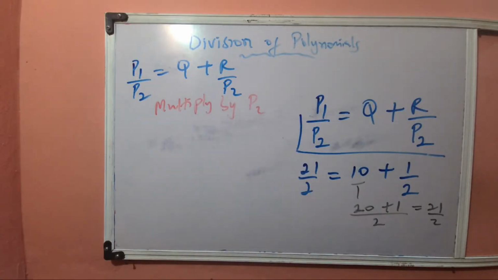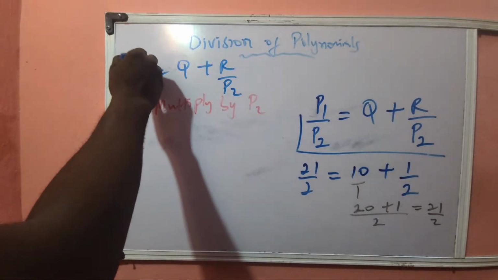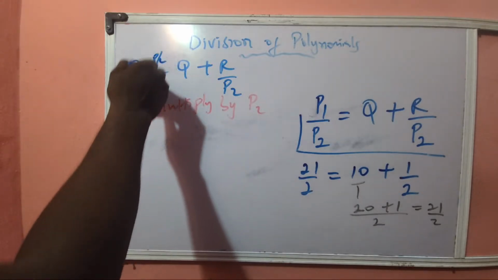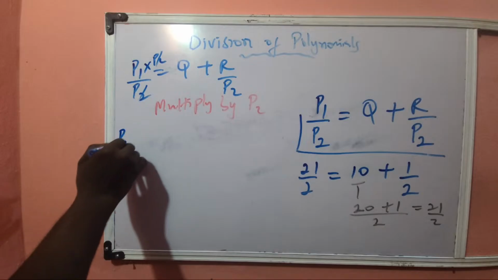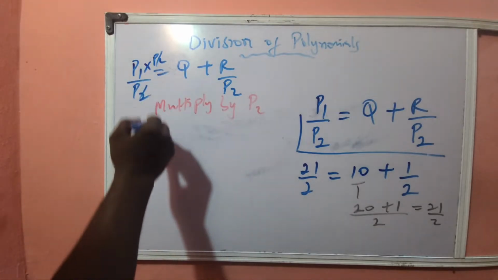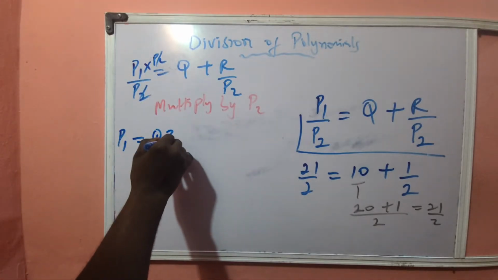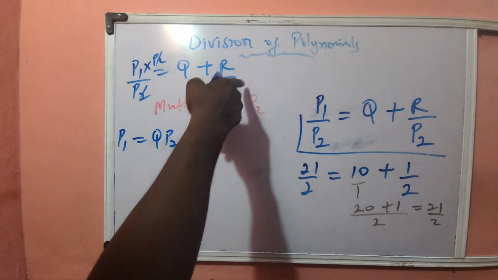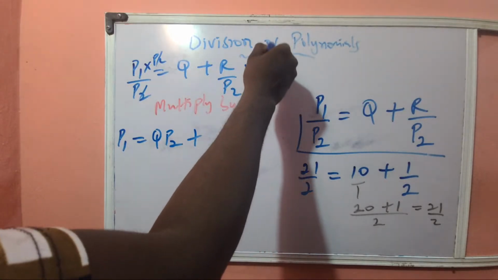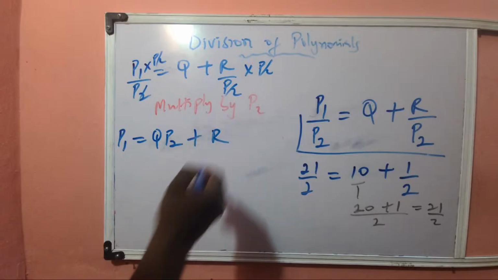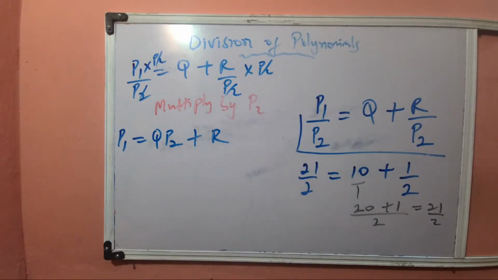So obviously, when you multiply this with P2, we cancel P2, and you are left with P1 equals Q times P2, obviously, and multiply this with P2, of course, this will cancel this, and we will be left with R. All right. Now, this was the formula that I wrote yesterday, and I told you that I can prove it.